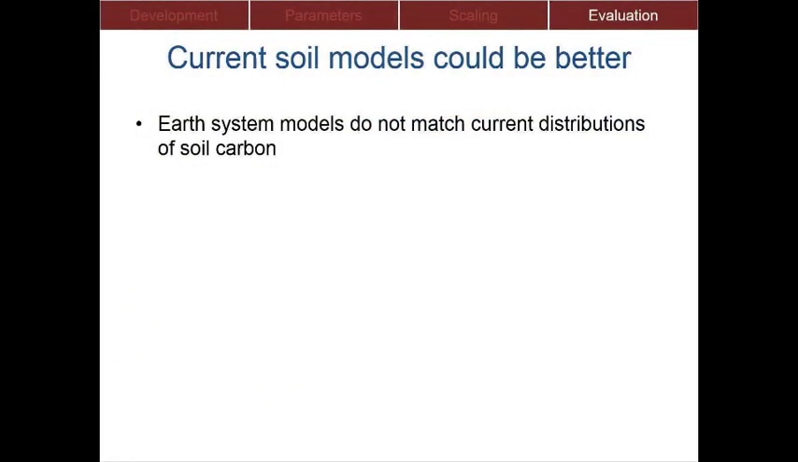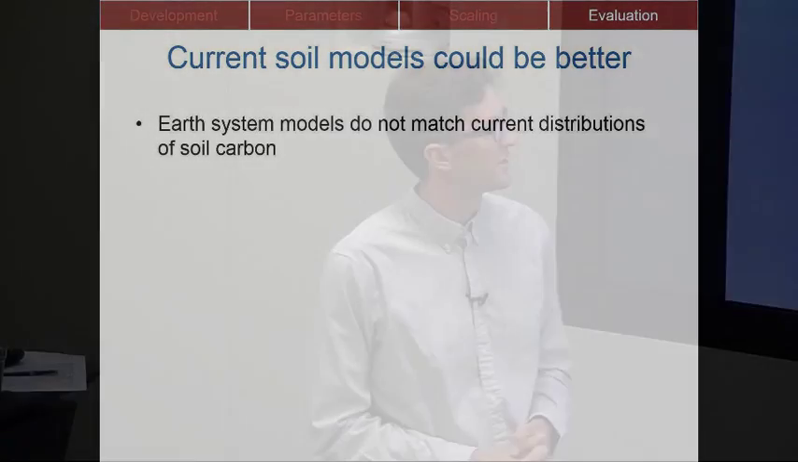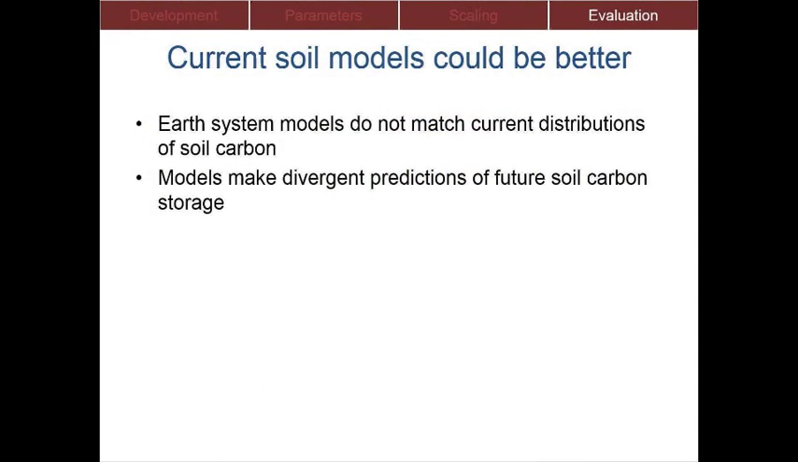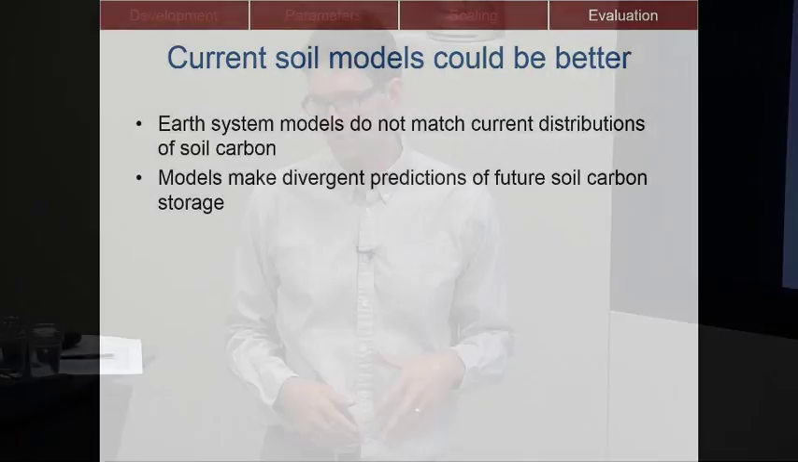So what we concluded from this is that the soil models could certainly be better in these Earth system models. They're not matching our current data very well, and they're in some cases not even matching the total amount of carbon that we estimate to be in the world. And furthermore, they make very divergent, qualitatively different predictions of the future. So some are gaining carbon, some are losing carbon, some are showing no change. So that makes it hard to make policy if you don't even know whether you're going to gain or lose carbon.